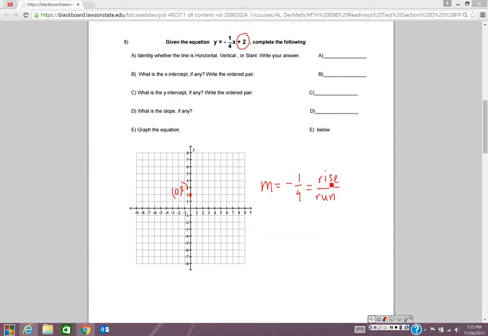Rise in general means to go up, but since I made the 1 negative here, we're going to go down 1 unit. So from 2, if you go down 1 unit, you go to 1. So we're going to go down 1, but we're going to run 4 units. Since this is a positive number, we're going to go to the right 4 units. So from the 1, we're going to go to the right: 1, 2, 3, 4.